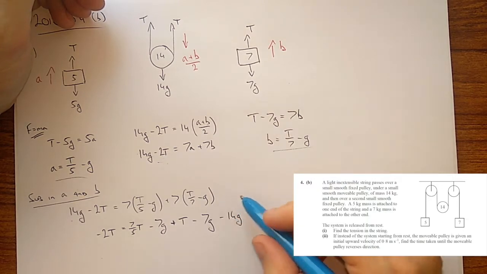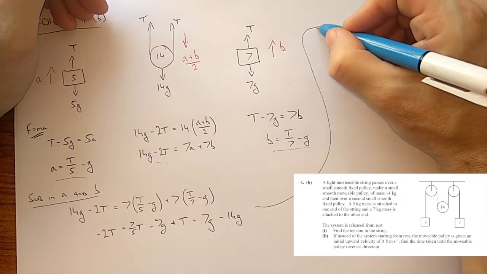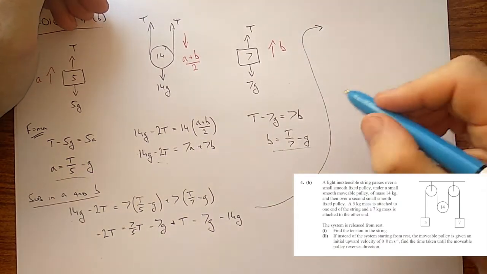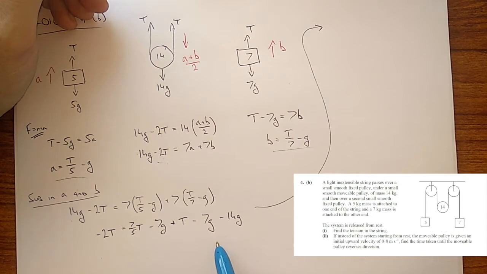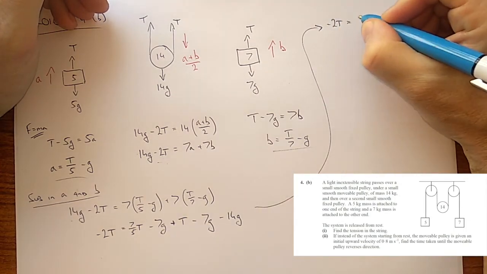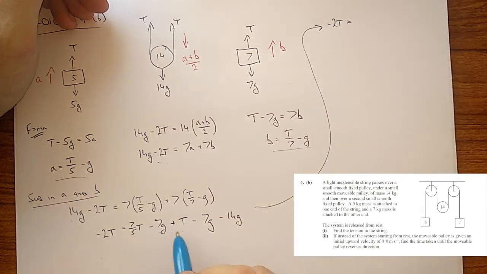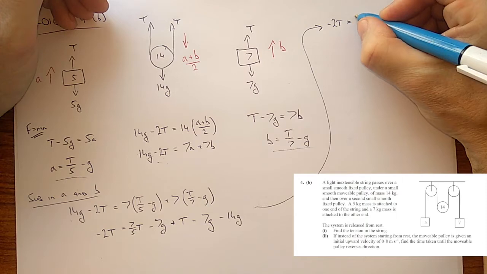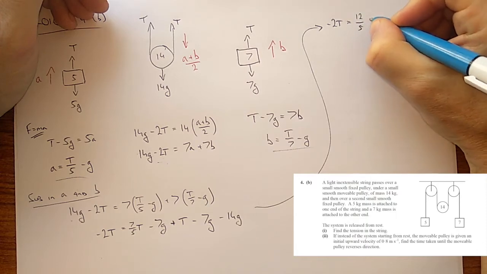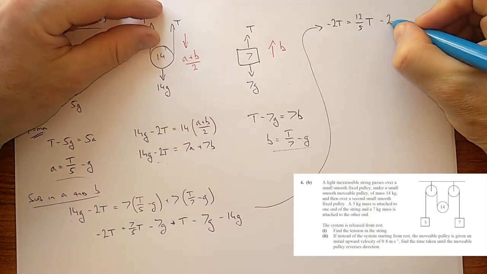All right, let's bring ourselves up to here. So just squeeze it in on the right hand side here. A little bit of housekeeping on everything here. We have minus 2t equals 7 over 5t plus t, so 12 over 5t minus 28g.